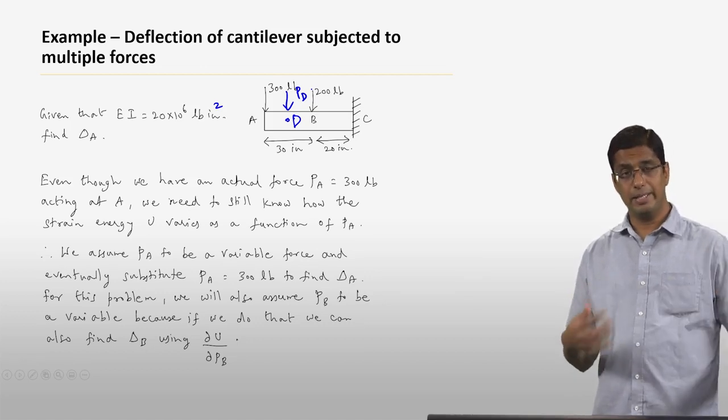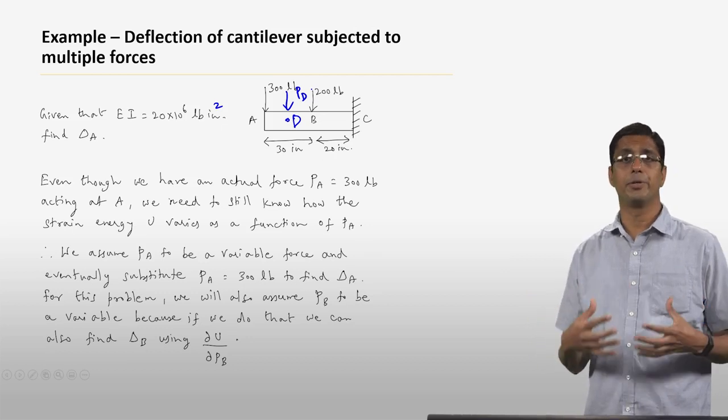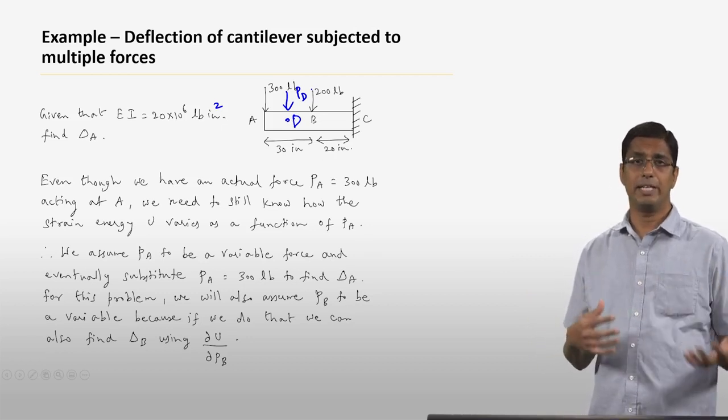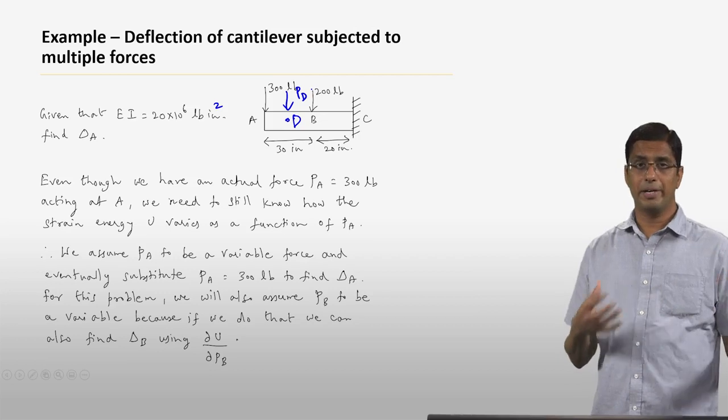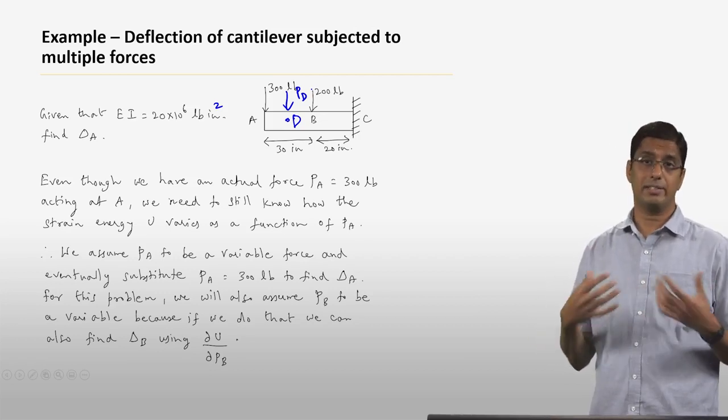Okay? So in the upcoming lectures, we'll look at more complicated examples of how to use Castigliano's theorem to find out the deflections where the boundary conditions or the loading conditions are more complicated, or the structure itself is more complicated.